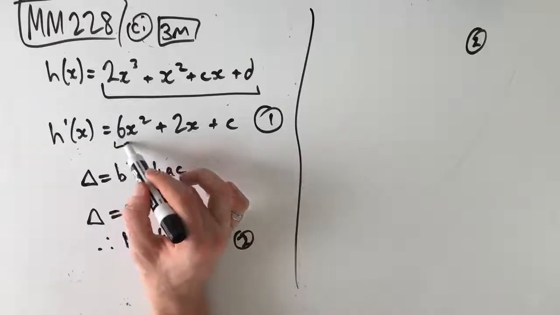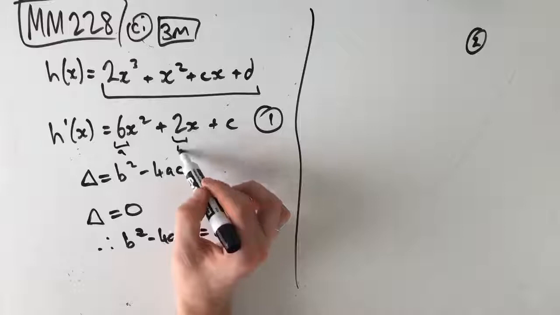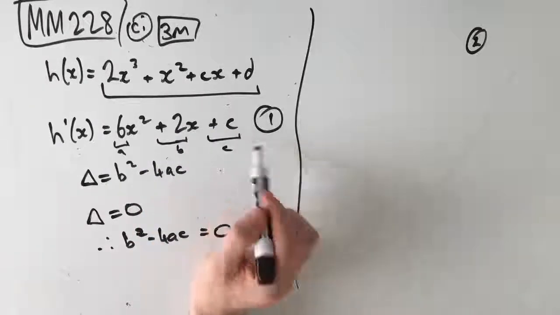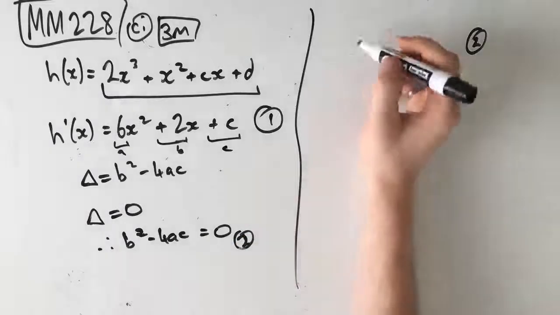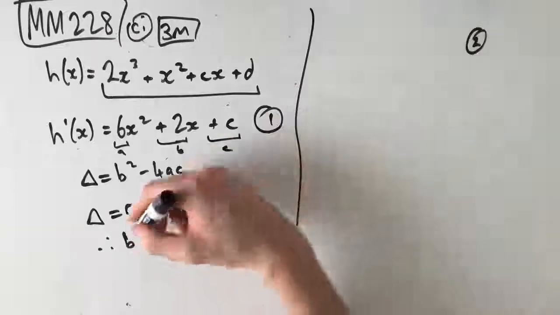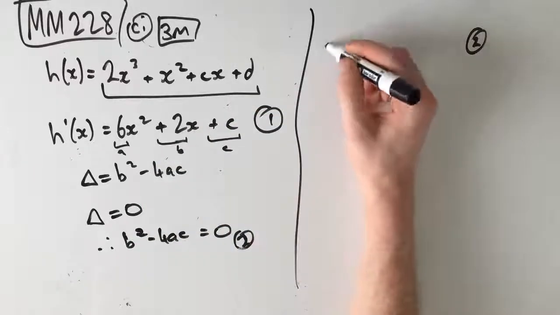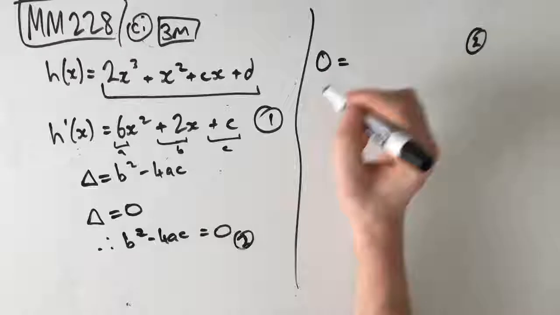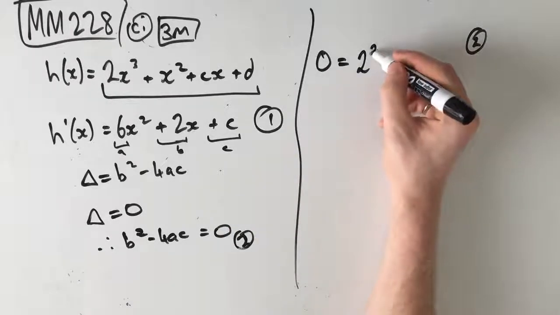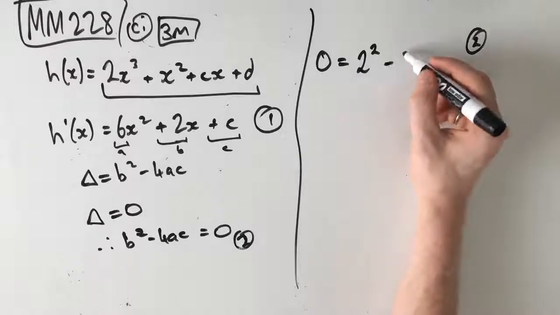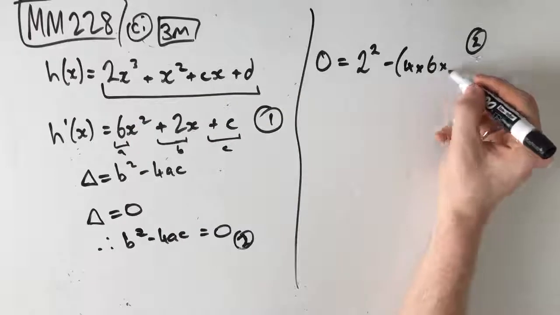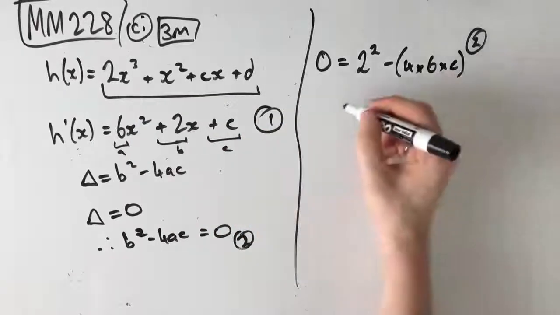So this is our a value, this is our b value, or rather this positive 2 would be our b value. And this would be our c value. So that just happens to be the same c. Awesome. So now all we need to do is just sub in our values. So b squared, where b is 2. So I'm just going to say 0. So this 0 I'm just putting on the other side. So 0 equals b squared, where b is 2. So 2 squared minus 4 times a, which is 6, times c, which is just c again.